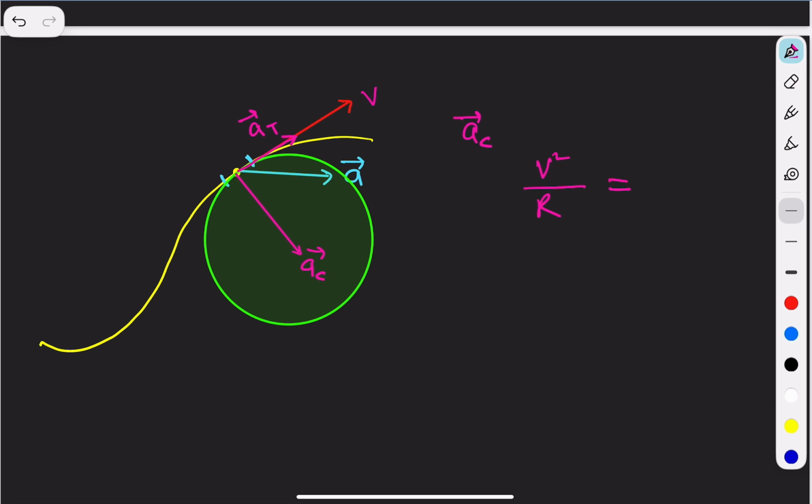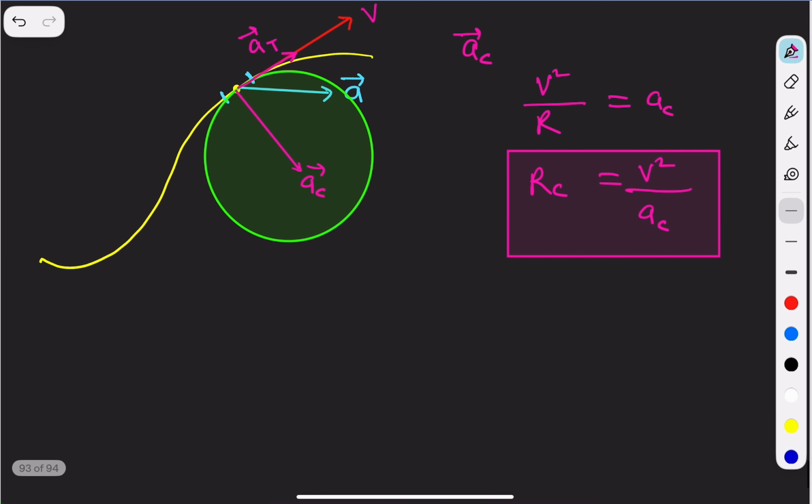Just talking in terms of magnitude, guys. V you know, AC you know, so RC will be equal to simply V square divided by AC. So this way we can solve this problem. So how do we get AC?